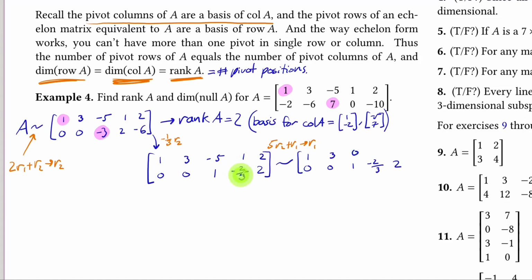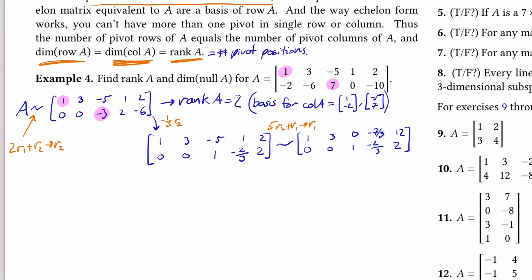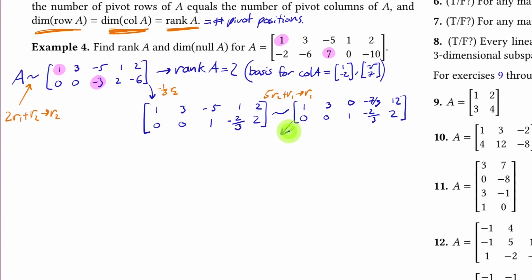5 times -2/3 is -10/3. Combines with 1 to make -7/3, right? And then 5 times 2 plus 2 is 12. So we have that. And from there, we can rewrite the system as x1 plus 3x2 minus 7/3 times x4.